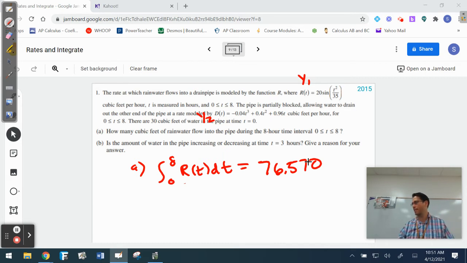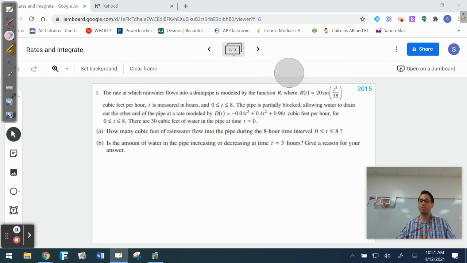76.570, yep, says right there, you would get 2 points for that. All right, now part B was real similar to the one we did in 2017. So do me a favor and hit pause.